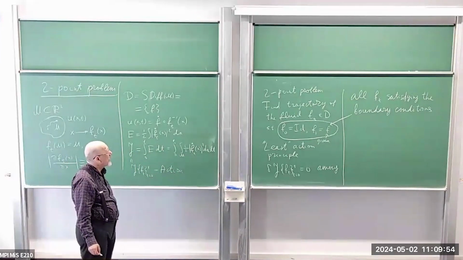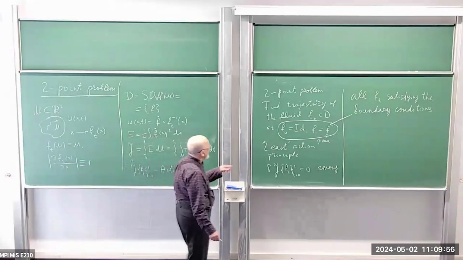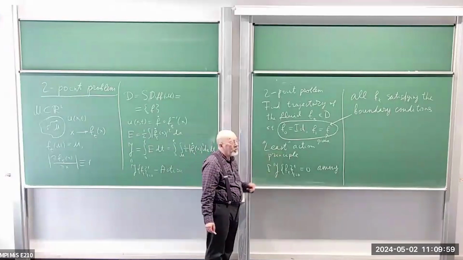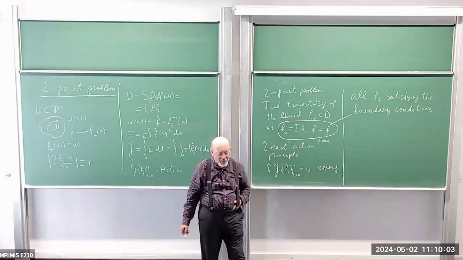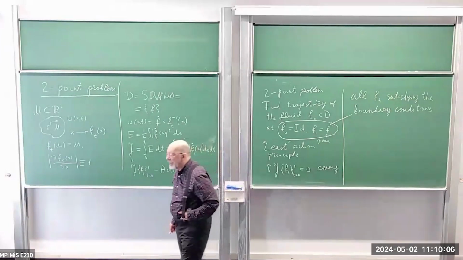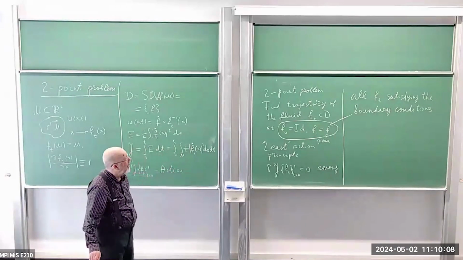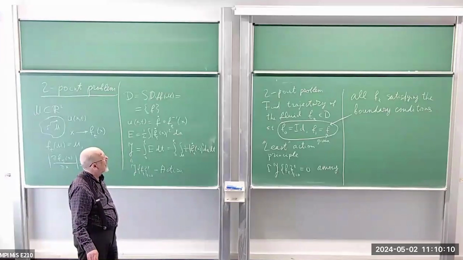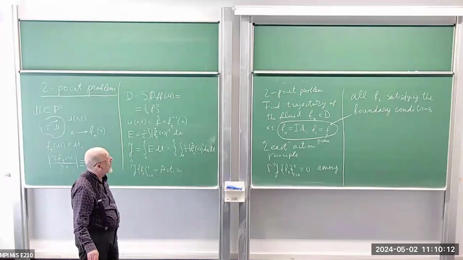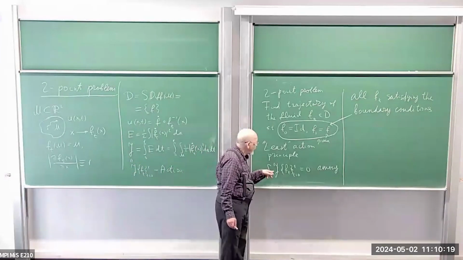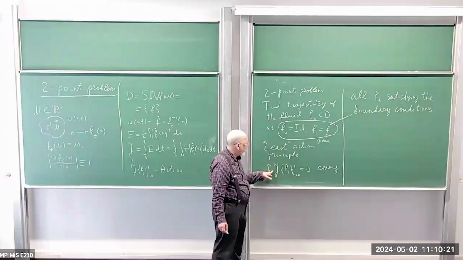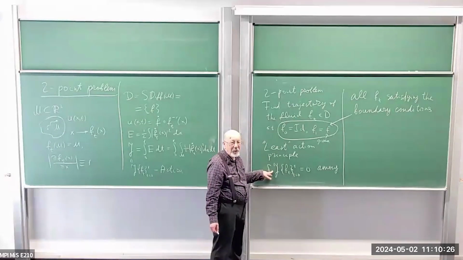In particular, why do I write least action? It is a traditional name, of course, and there is some sense that we can find the solution, the trajectory, which is a stationary point of the action functional.